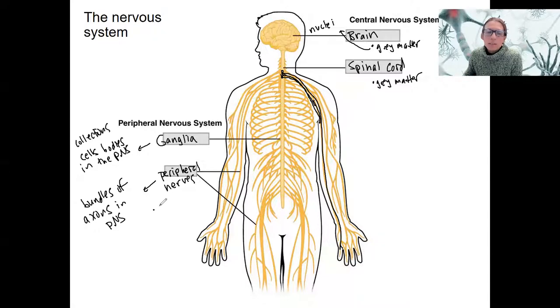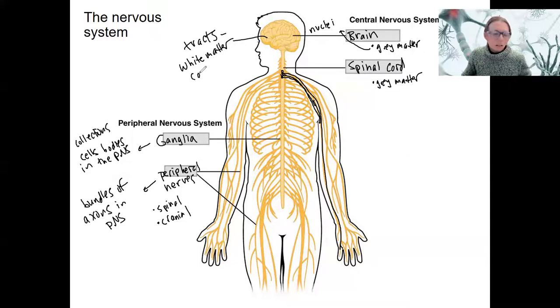Nerves are bundles of axons, and peripheral nerves would be in the PNS. The peripheral nerves could either be spinal, so coming from the spinal cord, or coming from the brain, so cranial nerves. Two types of nerves, which are bundles of axons. Where are axons in the central nervous system? They're there. They're not as long, right? That should be intuitive. There are some that are long. Some axons go all the way up and down the spinal cord, but within the brain, there are what are called tracts. So tracts are white matter. These are bundles of axons in the CNS. Sometimes in the spinal cord, they're also called columns.